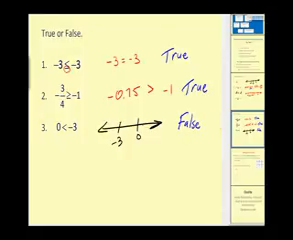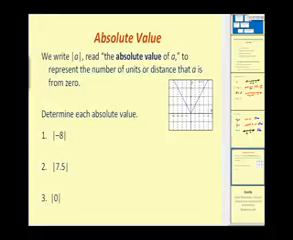Okay, let's go ahead and take a look at one more topic. Let's talk about absolute value. When we write A between two vertical bars, this reads the absolute value of A, which represents the number of units or distance that A is from 0. So since distance is always positive, when we find an absolute value, it will always be positive. So when we graph y equals absolute value of x, we can see that all of the points except the point 0, 0 are above the x-axis. Therefore, all the y values are positive or could be 0.